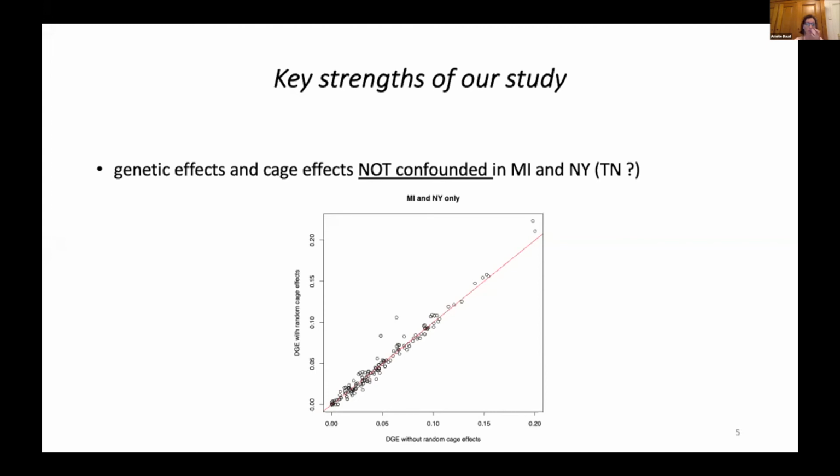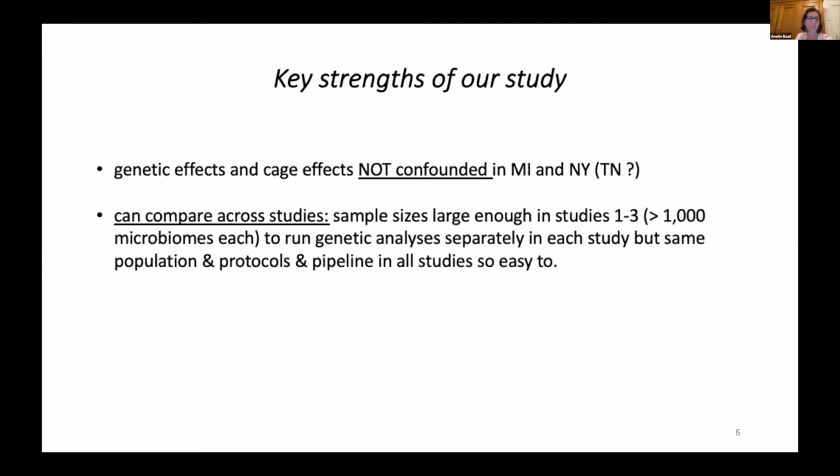It is not the case here, and the plot I'm showing you gives you the heritability estimated for a lot of different taxa in Michigan and New York, in a model that accounts for cage effects, and in a model that does not account for cage effects. And you can see there's really very little difference. That's because they are not confounded.